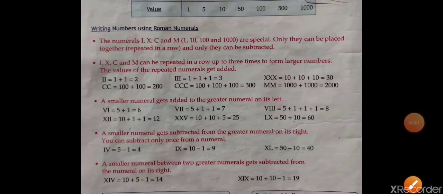Okay, so rule number 1 says the numerals I, X, C and M, 1, 10, 100 and 1000 are special. Only they can be placed together, repeated in a row, and only they can be subtracted. So there are 2 things that we have to follow in rule number 1. One is that I, X, C and M, 1, 10, 100 and 1000, these numbers only can be repeated in a row 3 times.